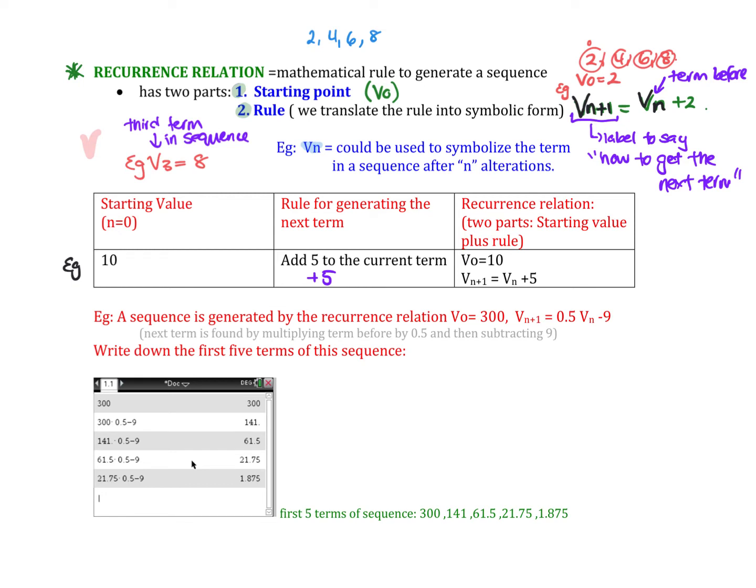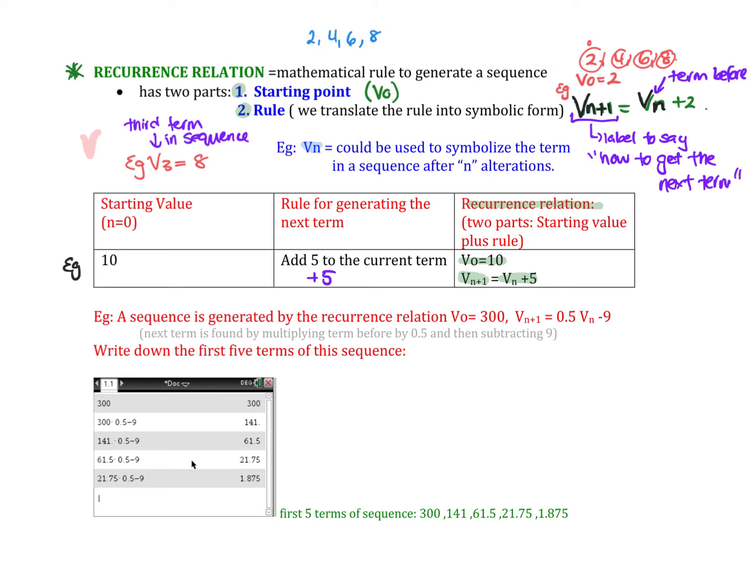So this is how we would write a recurrence relation. If they said, can you write a recurrence relation for that, you will write V0, put your starting point. They'll tell you this is the starting point. So we write V0 equals, and then we have to write the rule. So it'll be Vn+1 equals. Now we just have to say what we have to do. Because we have to add 5 to the one before, this is how we write that. We do Vn, which means the term before, and we add 5.